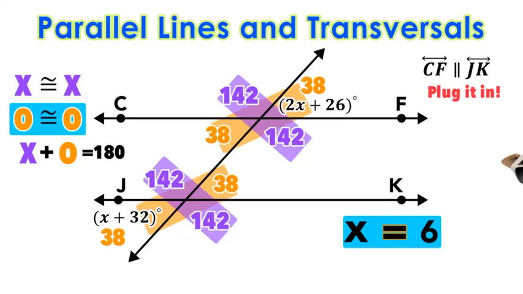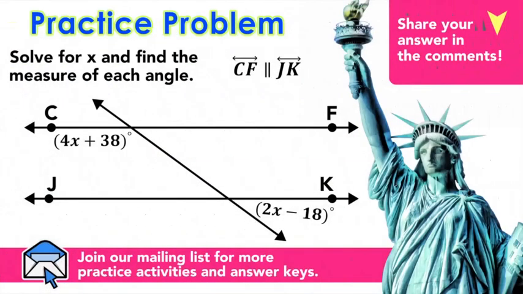So you may choose to use the XO method or some similar color coordinating method to better help you visualize the relationship between the angles that are formed when we have parallel lines cut by a transversal. So go ahead and use any method that you would like and try this problem on your own, and be sure to share your solution in the comments below.